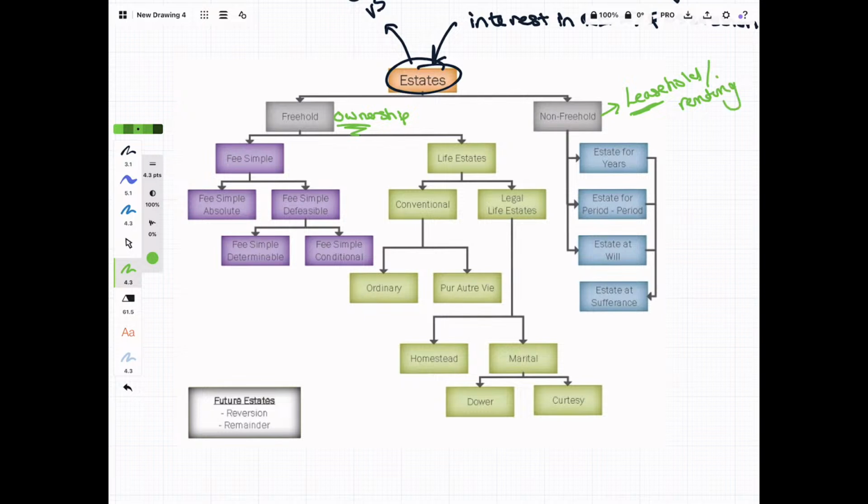So you can live in a property, but just because you're living on it doesn't mean you own it. If you're renting, you have the legal right to live there because you have a non-freehold or a leasehold estate. If you have a freehold estate, it means you own it. Good. Yay, look at y'all getting it right.